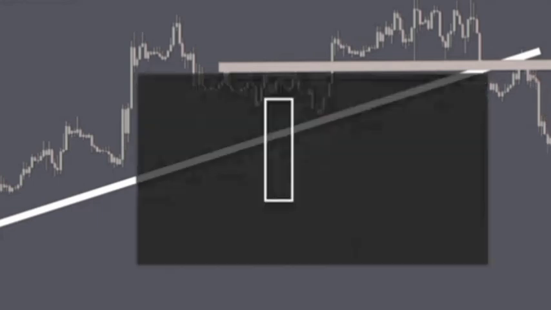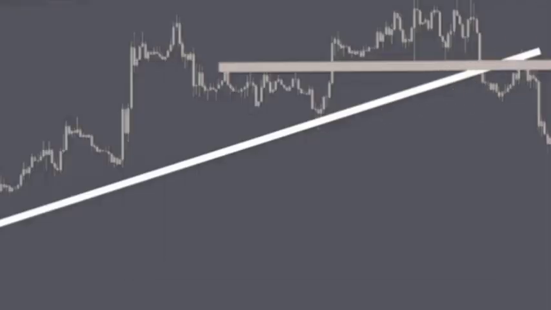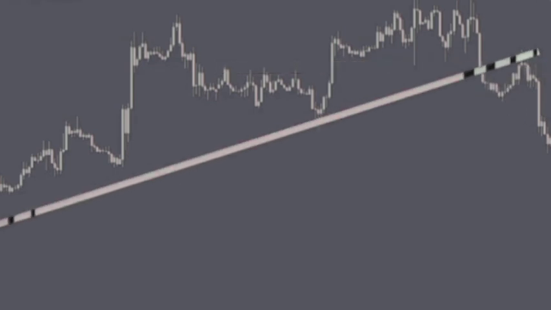The fifth and the last step is to enter on the retest. After the breakout, we wait for the price to retest the support level. When the price reaches the level, we expect the price to face resistance at this level. So when the price resists this level, we will enter on the first red candle that appears. Now let's look at a sell example to understand the strategy.